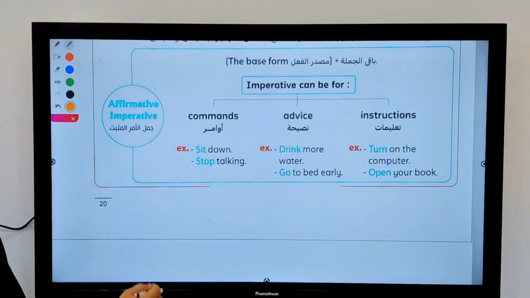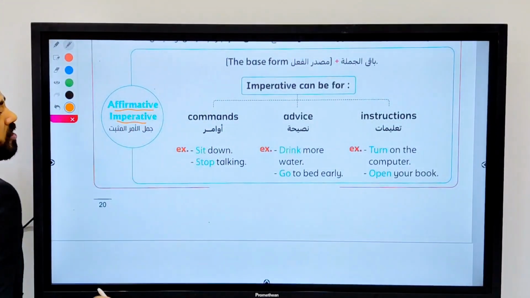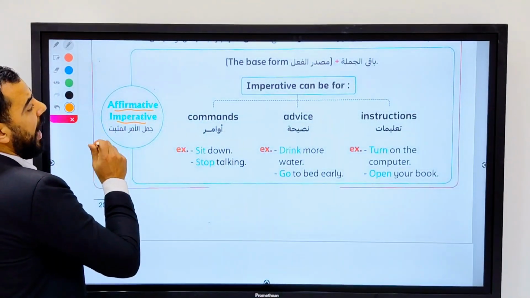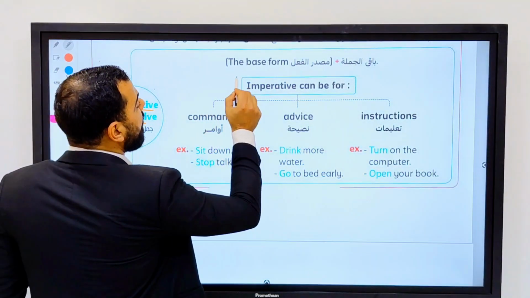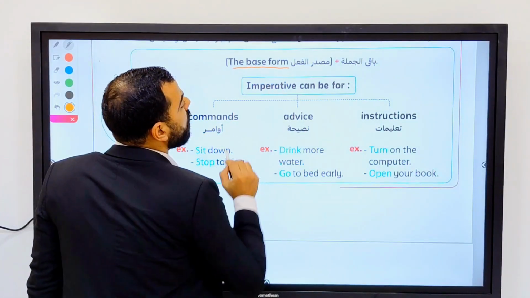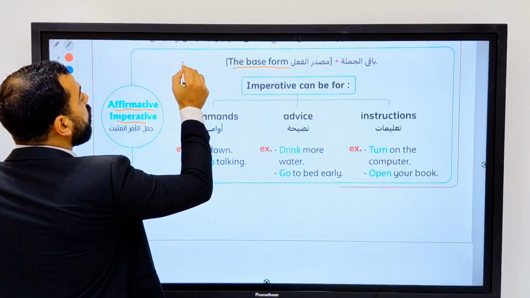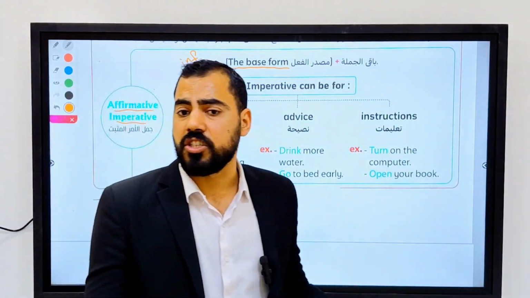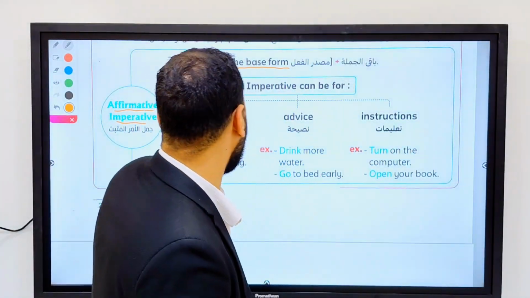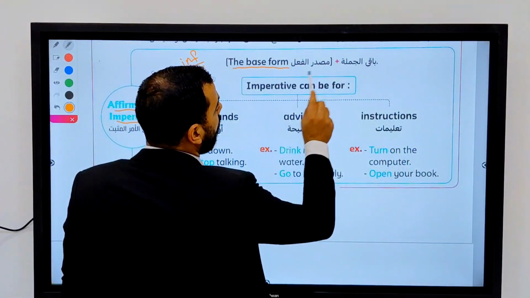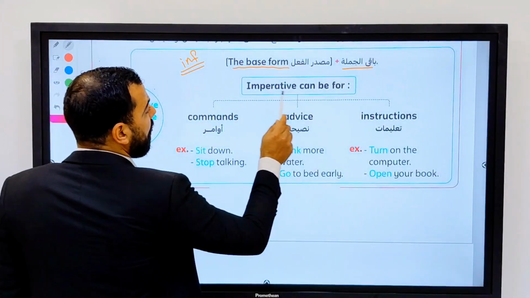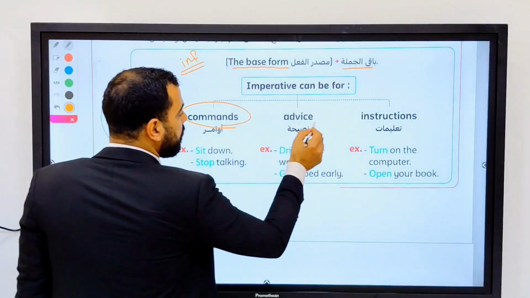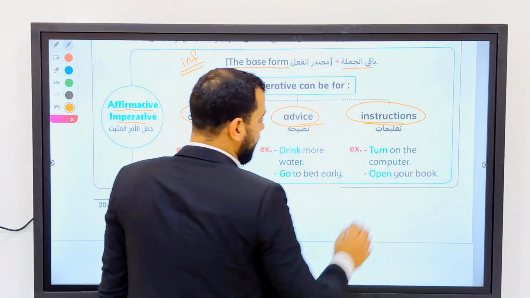Affirmative imperative. So we have two kinds of imperative: affirmative imperative and negative one. In the affirmative imperative, we start with the base form. The base form is called the infinitive: the verb without any additions, when we don't add anything to the verb. Then the rest of the sentence. Imperative can be for commands, when you give orders, for advice, or for instructions.